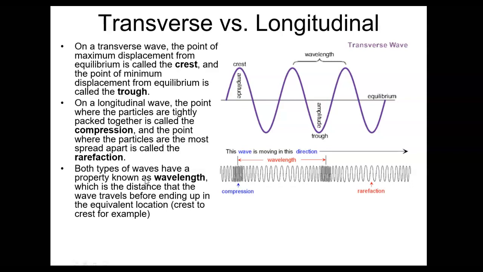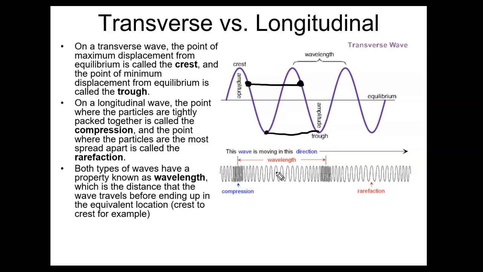Now, both types of waves have what's called wavelength. Wavelength, it's got length in the name, is basically the distance that the wave travels before ending up in the same equivalent location. And so there are lots of different ways to measure wavelength. Typically what you'll hear people say is you measure from crest to crest. But you could also measure from trough to trough. You could also pick any point at random on a wave and keep measuring the distance until you get to that same equivalent point. So it doesn't have to be crest to crest necessarily.